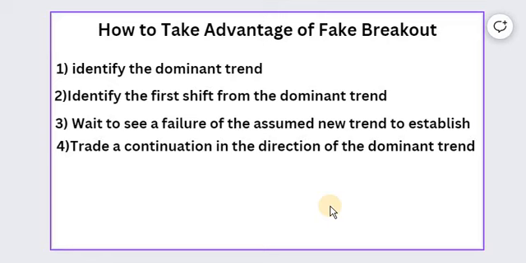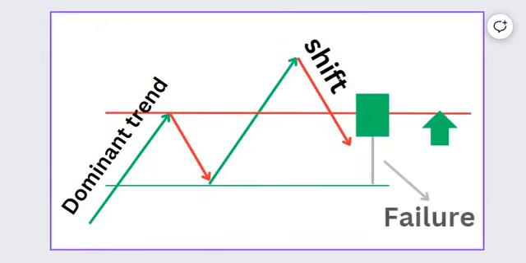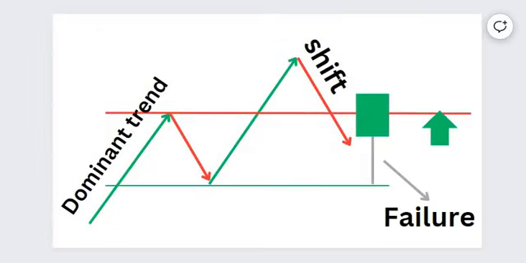And then you need to wait to see failure of the assumed new trend. You need to see that break fail, and then you trade the continuation in the direction of the previous dominant trend. I'll go further to explain this. So for instance, we have an uptrend. What do we have?